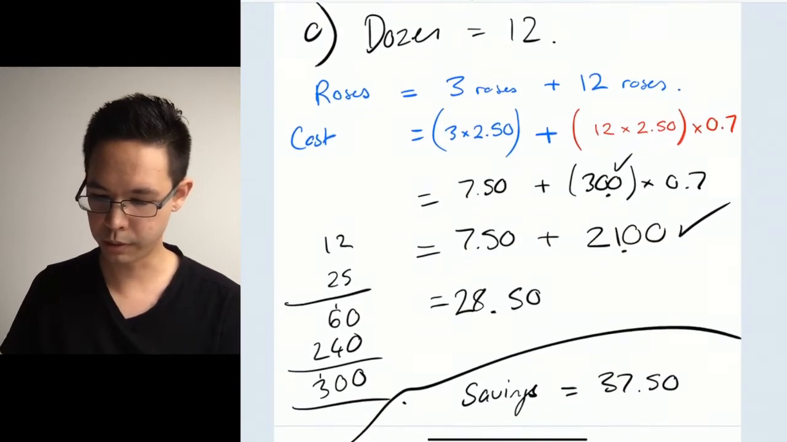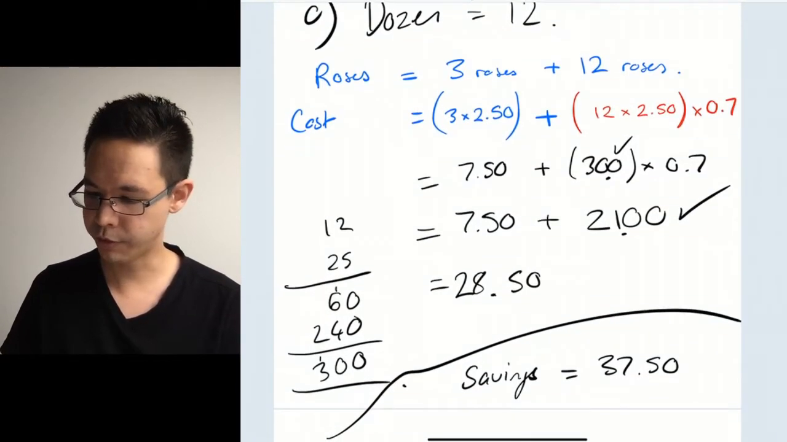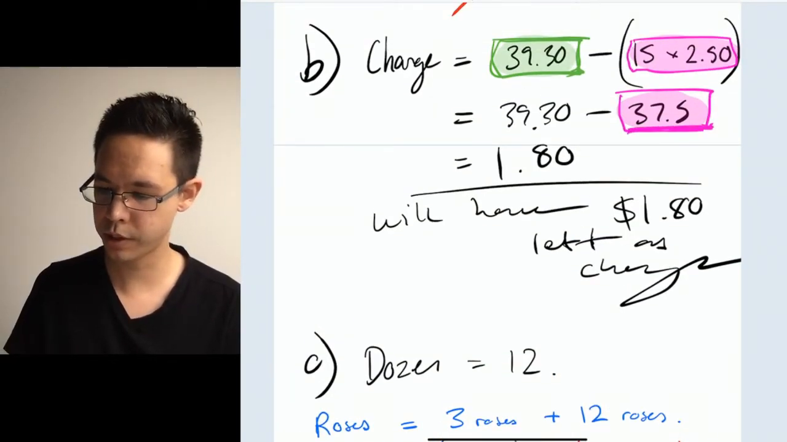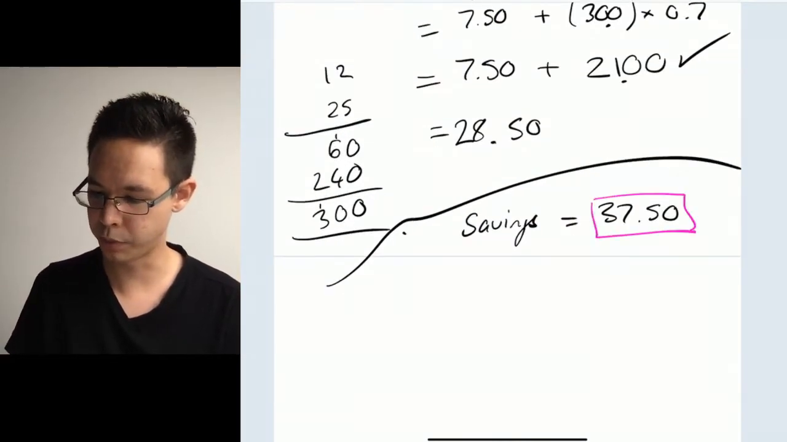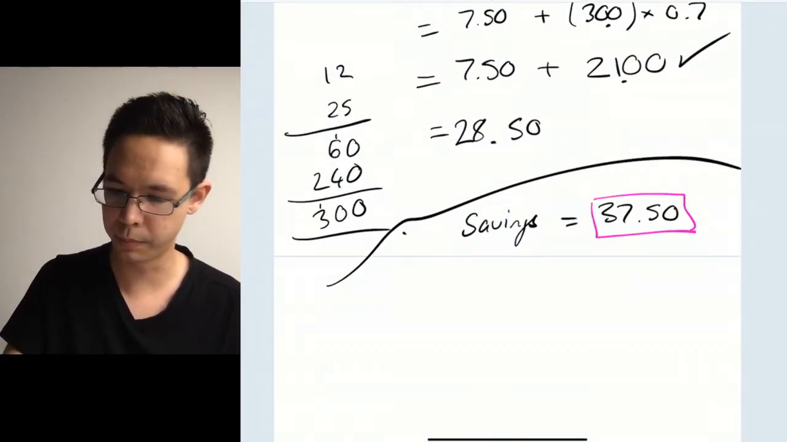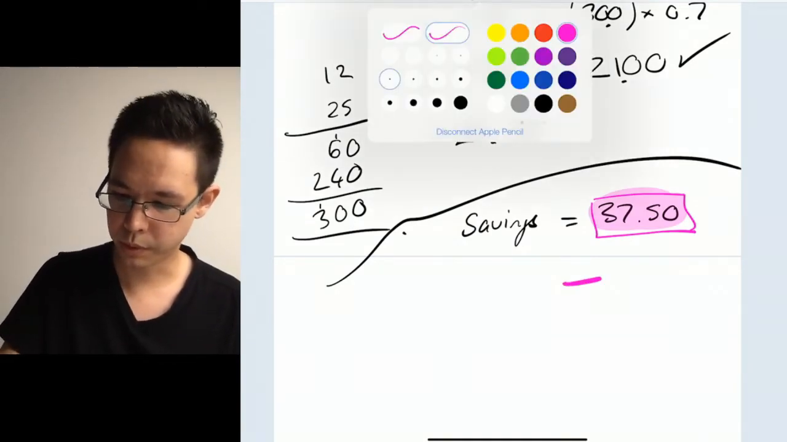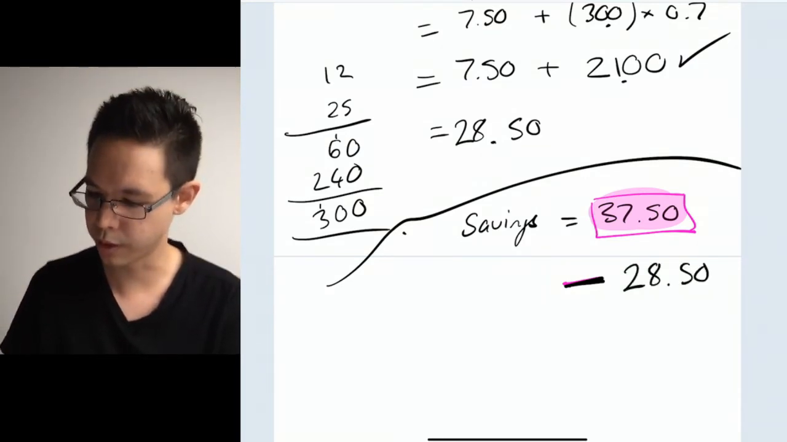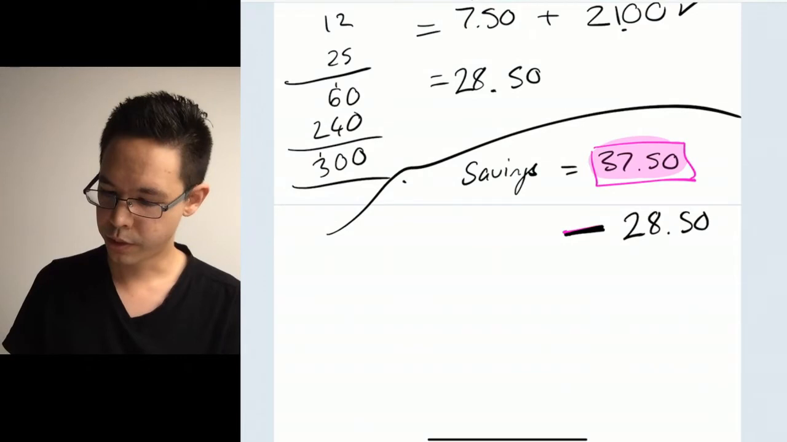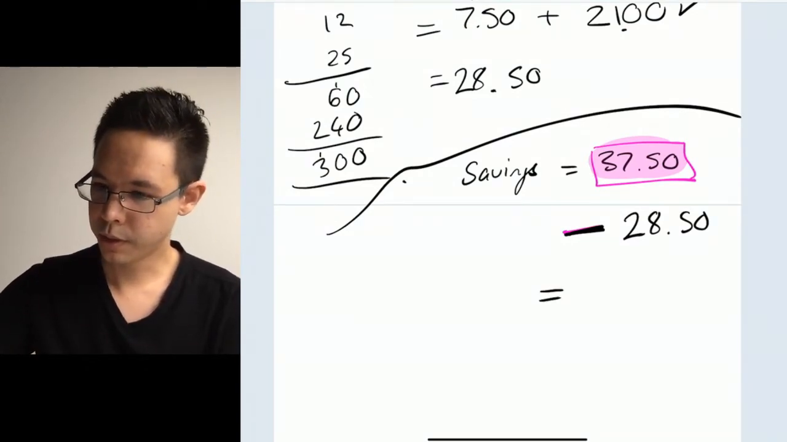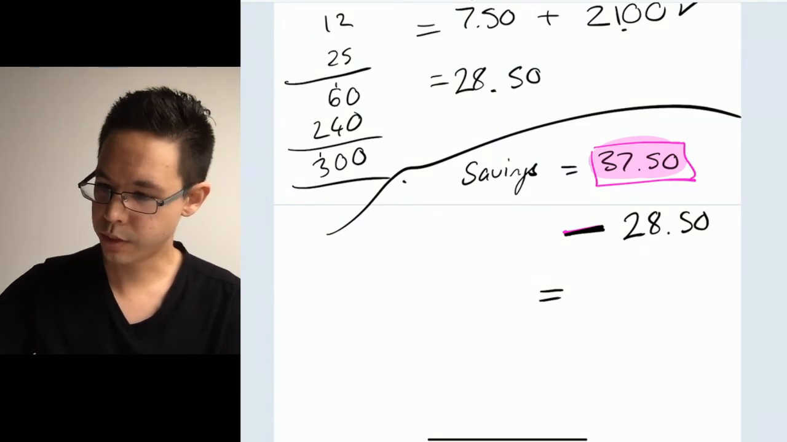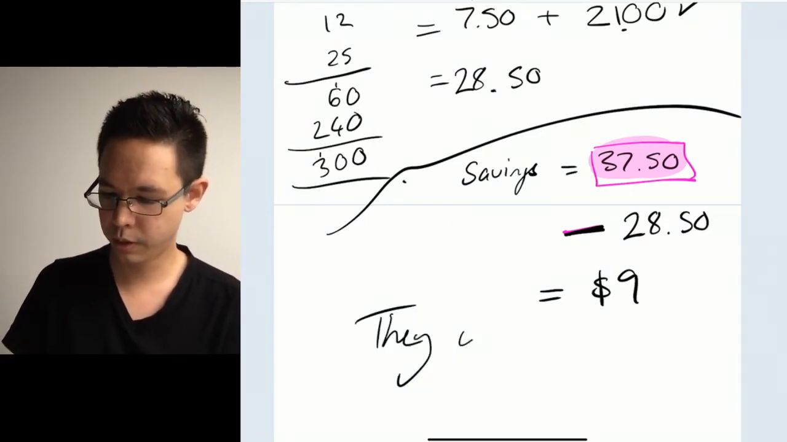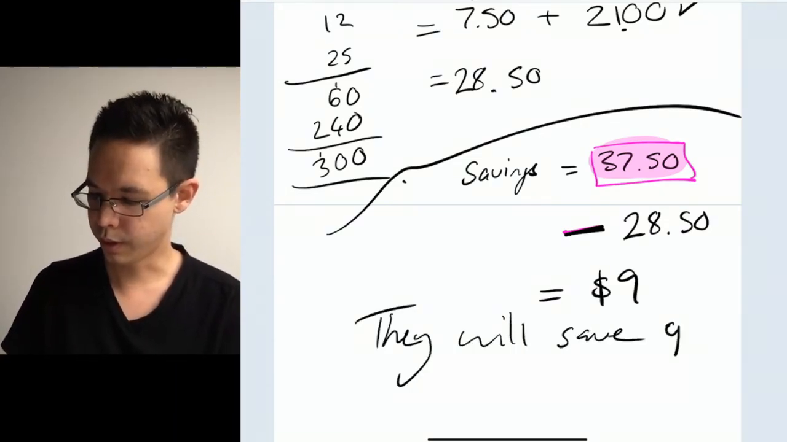So, did I make a mistake already? No, I haven't made a mistake yet. So they would have spent at full cost $37.50 for 15 roses, which is where I've brought this number from. Okay, and remove the discounted price they would pay if they have the deal. So I'm going to get, calculator again, $37.50, remove $28.50. So they're going to have a savings of $9. And you'll finish it with: they will save $9.